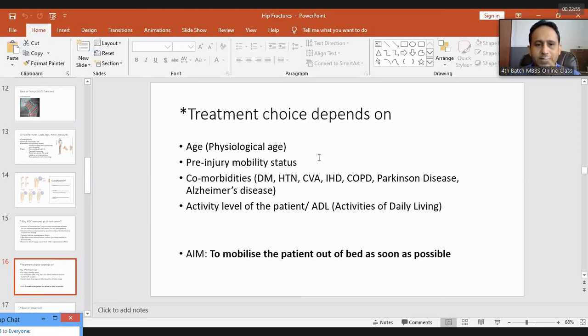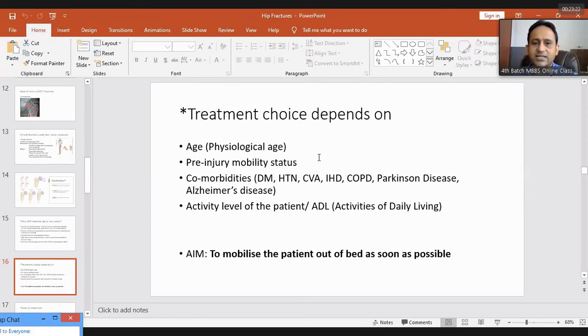You take into consideration, because these people mostly have comorbidities, whether they have diabetes, hypertension, CVA, ischemic heart disease, COPD, Parkinson's, Alzheimer's, or mental retardation. All those significant factors help you decide what kind of treatment you give, either a total hip or a half hip replacement. So these are the factors which make you decide.